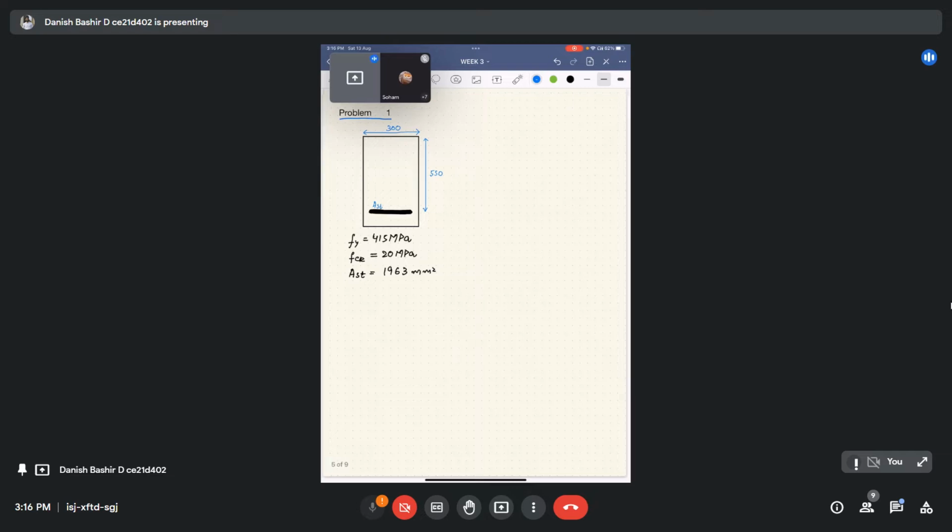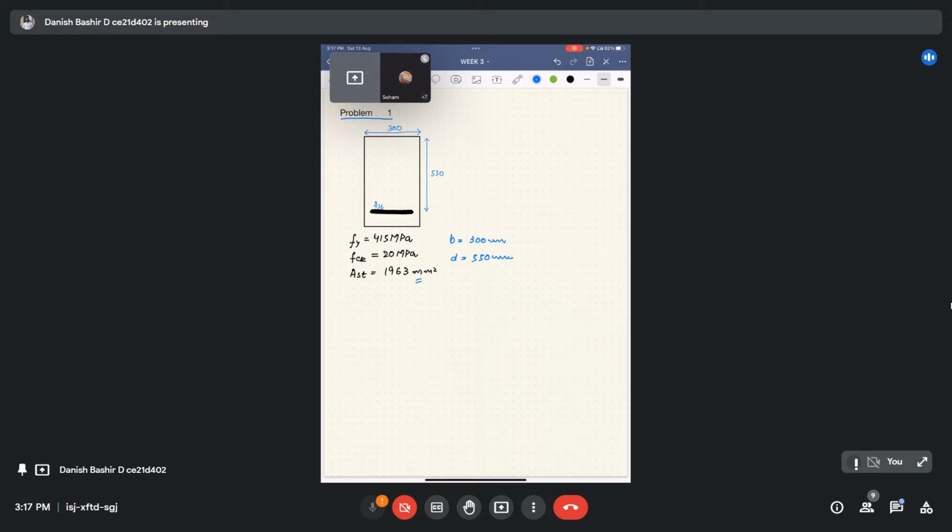From the previous problem, we have the breadth of the beam b as 300 mm, and effective depth d as 550 mm. I have already written here that the grade of steel we have to use is 415 megapascal, the grade of concrete is 20 megapascal, and Ast is 1963. From last week's problem, you can see that there were some 25 mm bars like that.